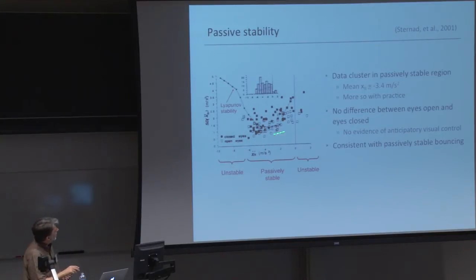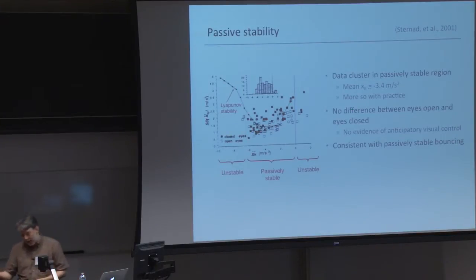And what you can see is that the data kind of clusters in this negative acceleration region, which for this system was between -6 and 0 meters per second squared. And the behavior is very similar with eyes open or eyes closed, right? You don't need any active control. Once the system is stable, it'll remain stable.